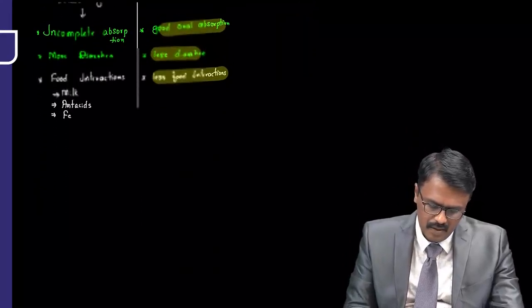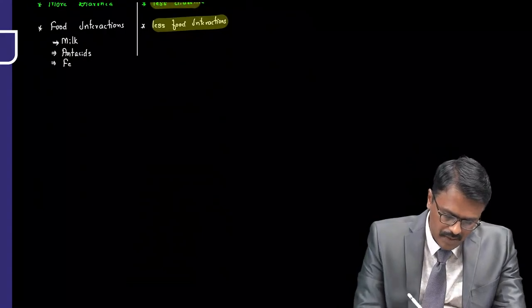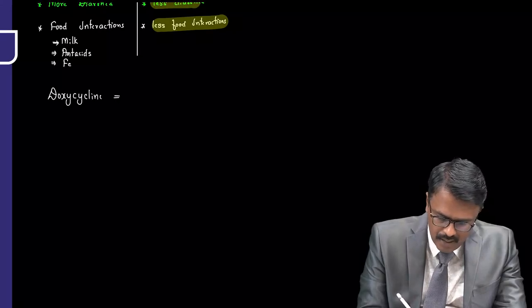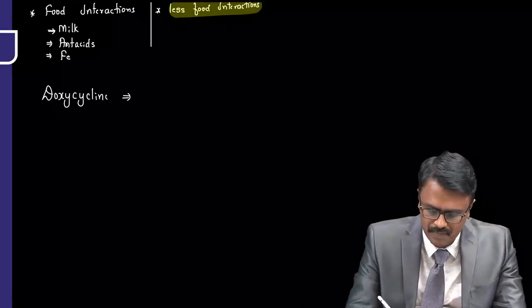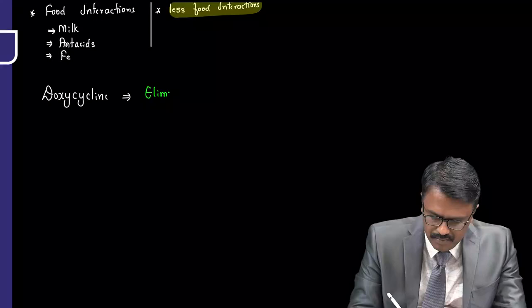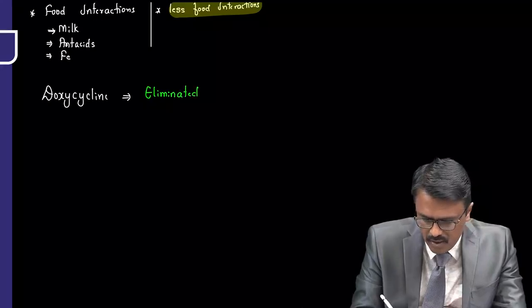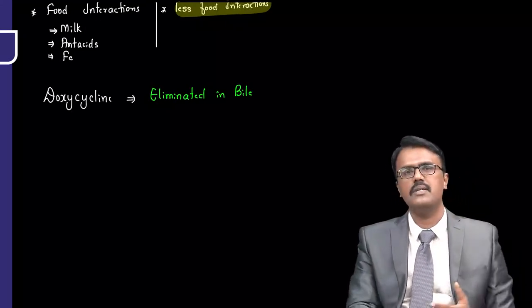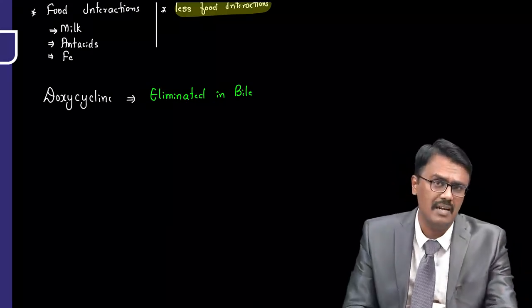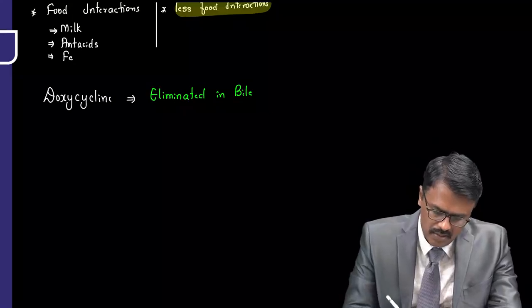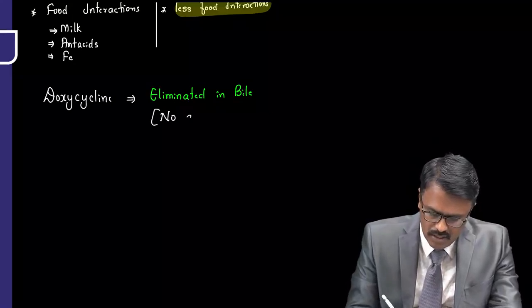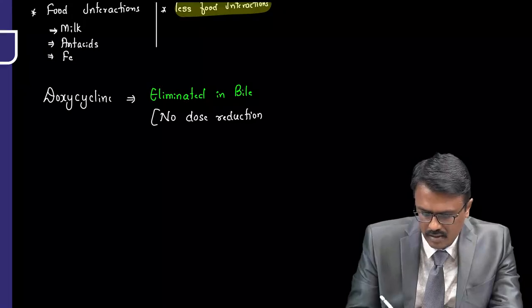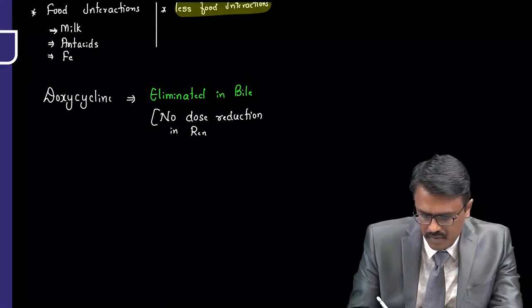Now, coming to the story of doxycycline, pharmacokinetically, doxycycline is eliminated completely by bile. Okay, sir, if it is eliminated in bile, what should I know for that? The advantage is, if it is going in bile, obviously, if a patient has renal failure, can you use it? Yes. The question asked is, no dose reduction in renal failure. So that is the advantage.